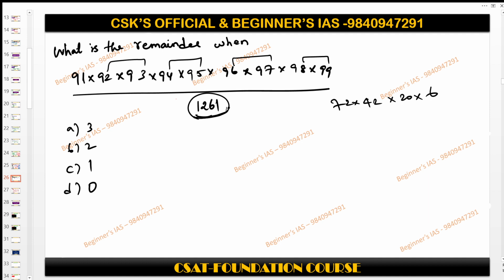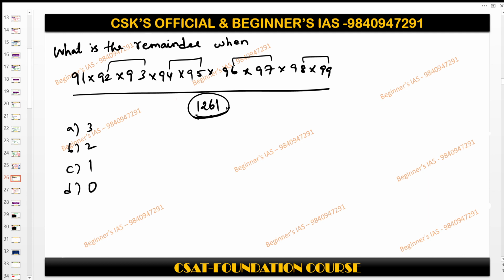Now multiply this one: 120 into 42 into 72. Whether it exits, 1261, you have to check that one. Or else I will tell you another method. This is one method, quite a complicated one. So now I will tell you another method.